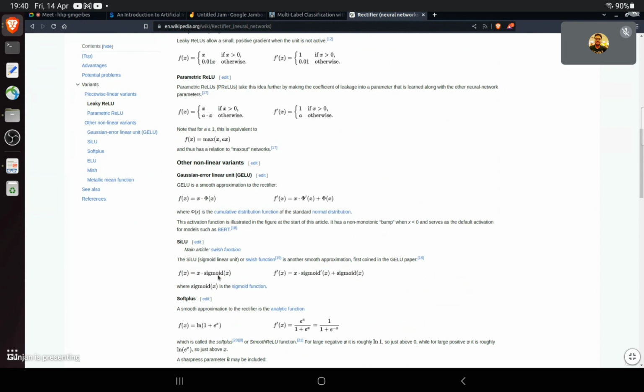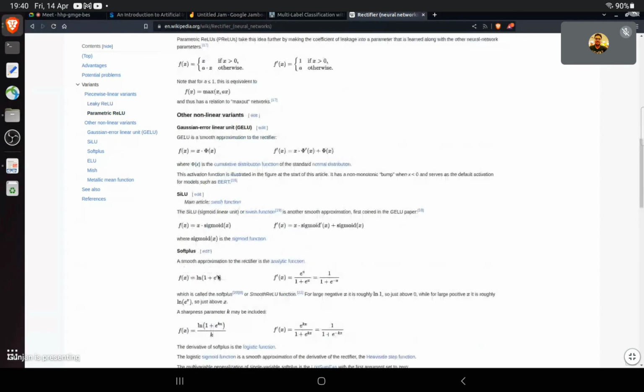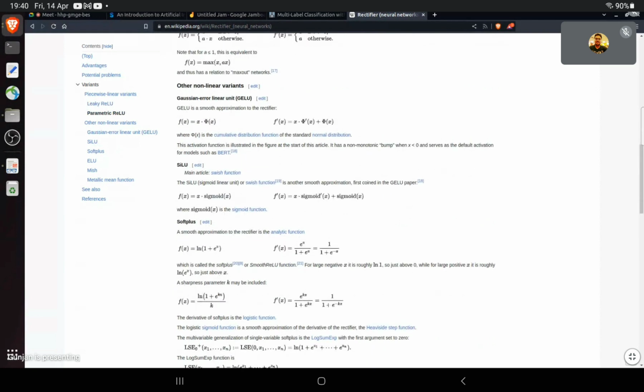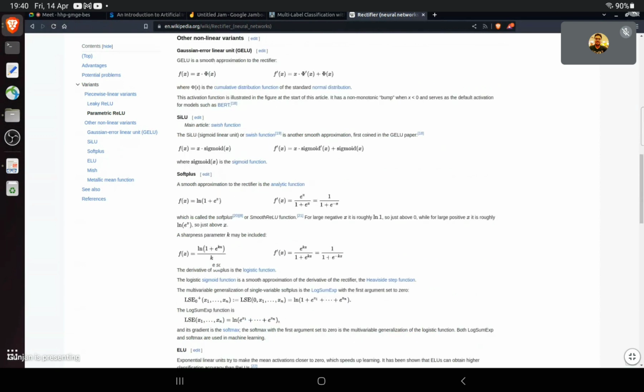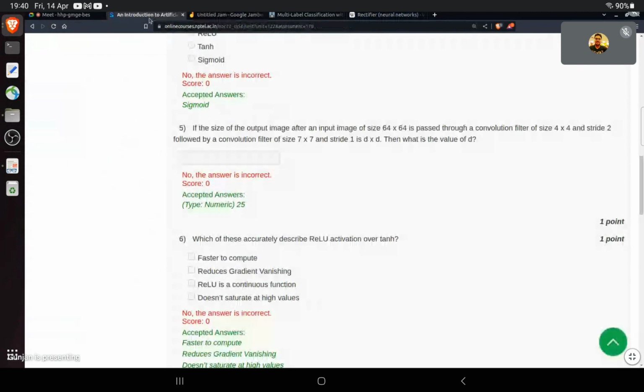And then there is softplus, the smooth function approximation to the rectifier, which is ln(1 + e^x). The log function is differentiable throughout, and 1 + e^x is continuous, so it will be differentiable. Nice. Then ELU, exponential linear units.